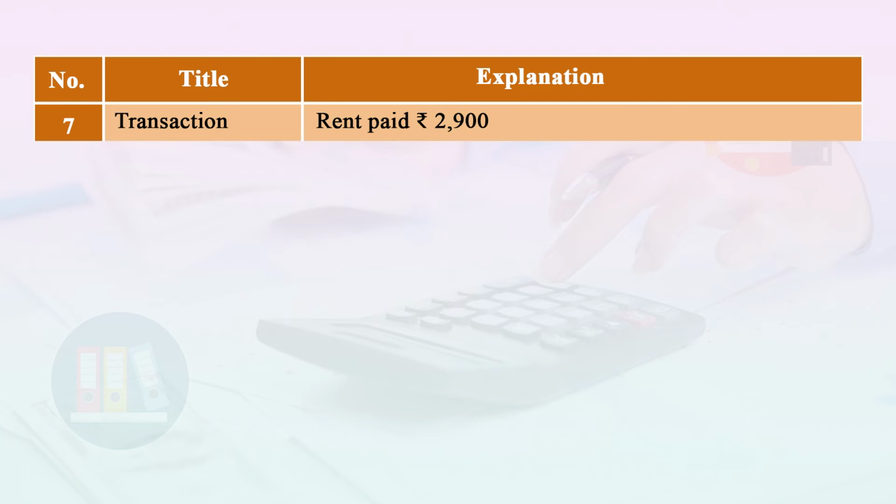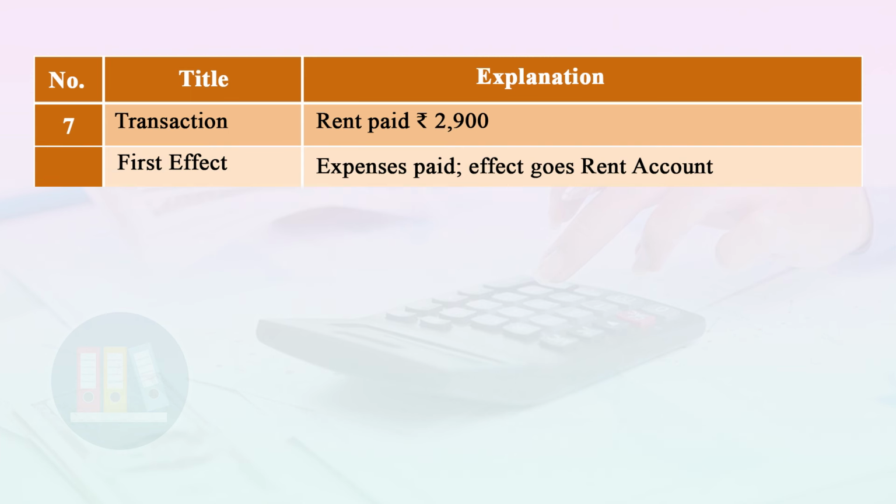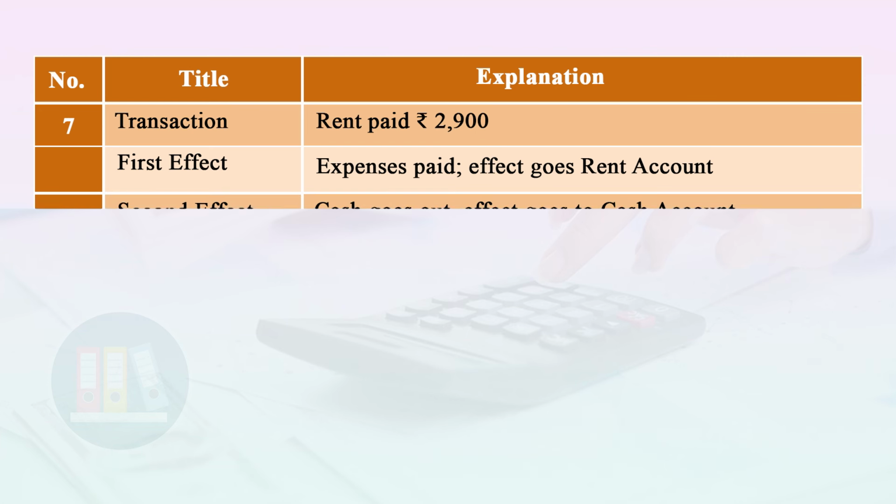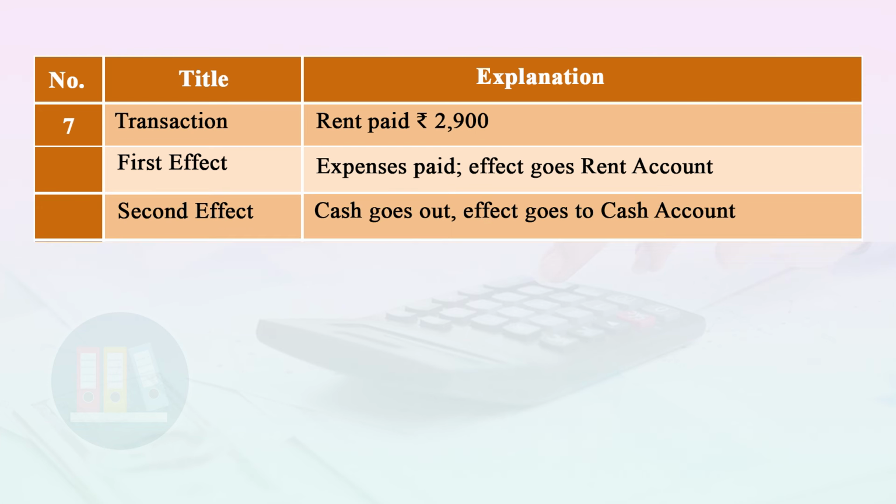Next, seventh transaction is rent paid rupees 2,900. The first effect is rent paid. So, it is an expense. So, effect goes to the rent account, and second effect, we are paying the rent. So, cash is going out of the business. So, effect goes to the cash account.